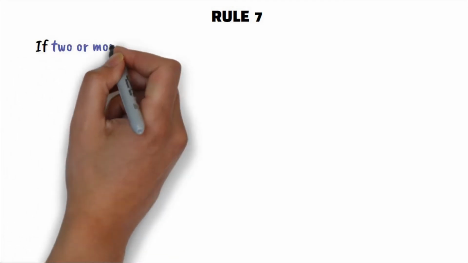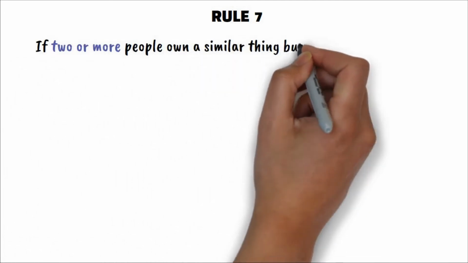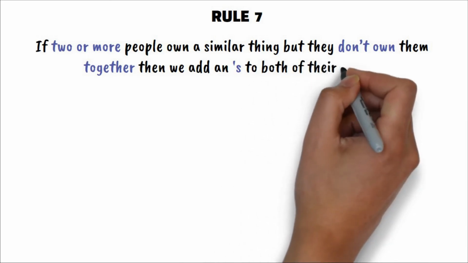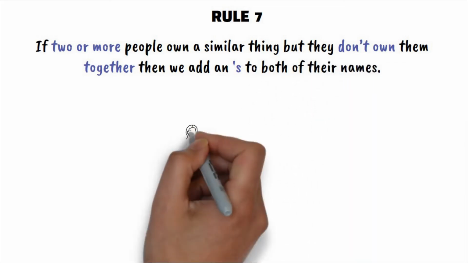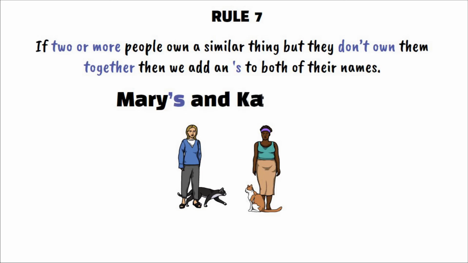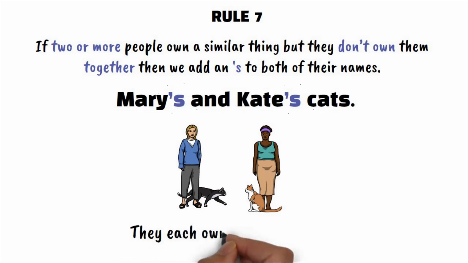Rule number 7. If 2 or more people own a similar thing, but they don't own them together, then we add the apostrophe S to both of their names. For example, Mary's and Kate's cats. This means that they each own a cat separately.